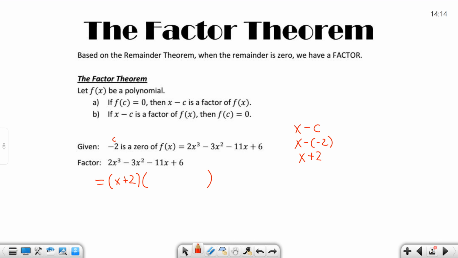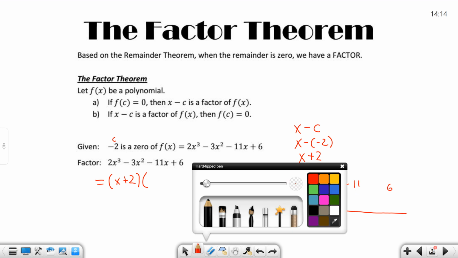Well, we're going to use synthetic division. Let's put negative 2 on the porch, because c goes on the porch. We don't have to change the sign here if we know what c is. It's if it's in the x plus or minus form that we change the sign. And then my coefficients are 2, negative 3, negative 11, and 6. I took these numbers right here.